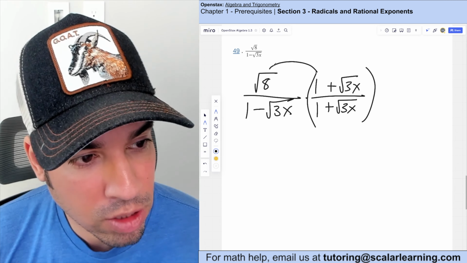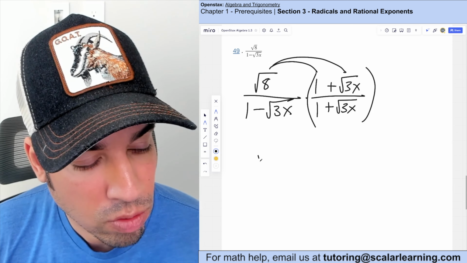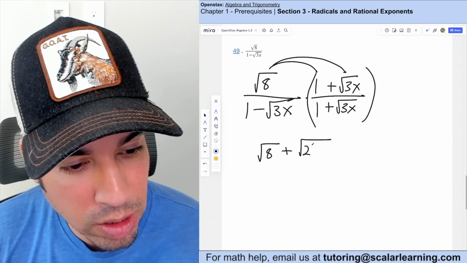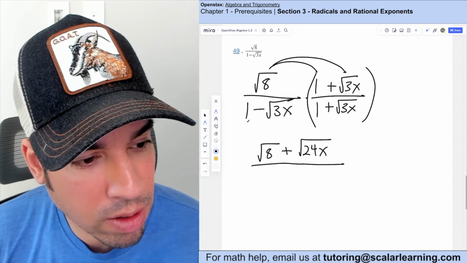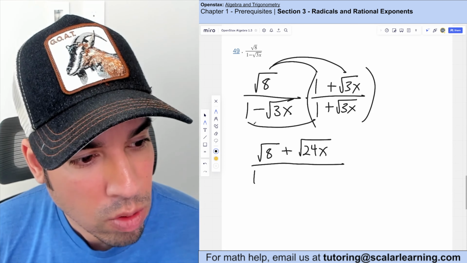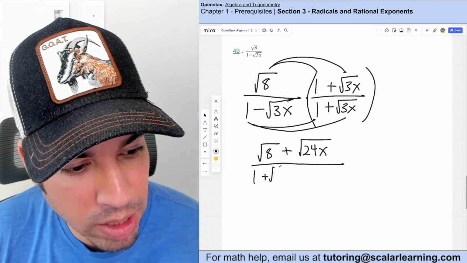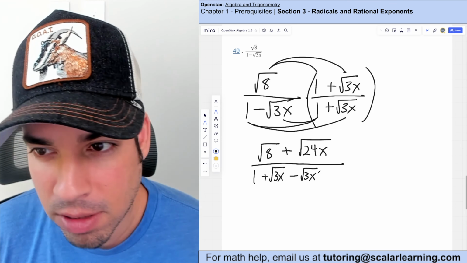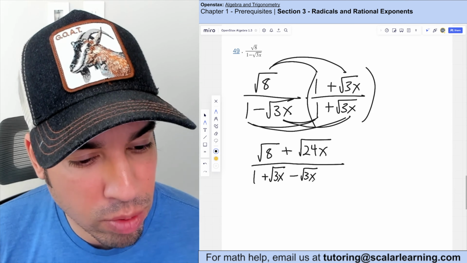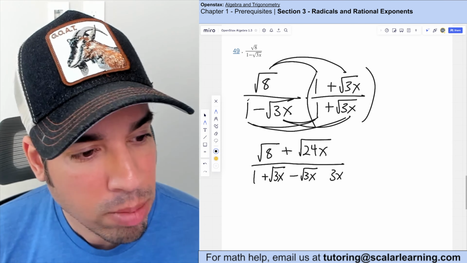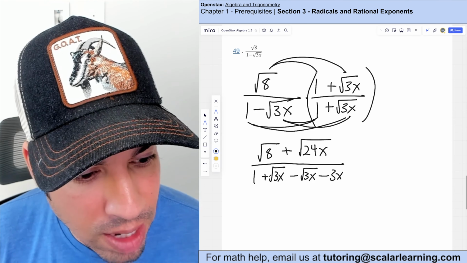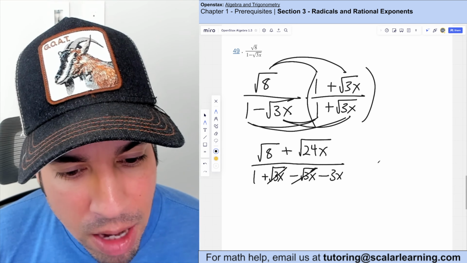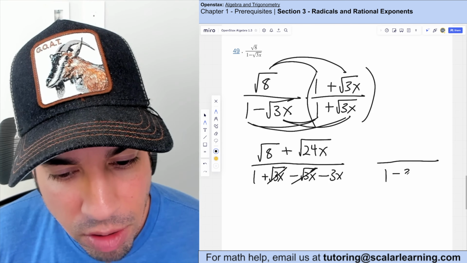So first we multiply this one over like so, and we get rad 8 plus rad 8 times 3x, which is 24x, over, and then we got a FOIL. So 1 times 1, which is 1, 1 times rad 3x, which is rad 3x, then negative rad 3x times 1, which is minus rad 3x, and then negative rad 3x times positive rad 3x is just going to be 3x, but since it's a negative and a positive, it's going to be negative. Now, these radicals, you notice they conveniently cancel out, and that's what we wanted. And then on the bottom, we're left with 1 minus 3x.